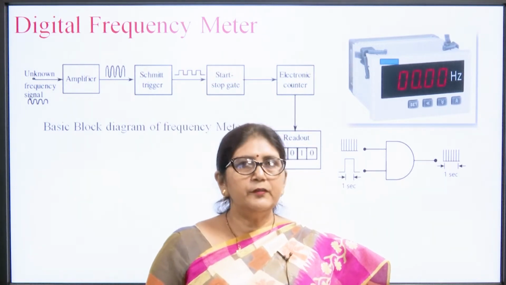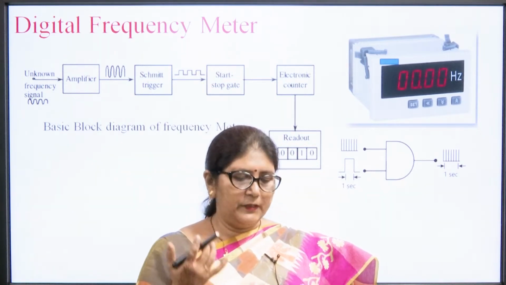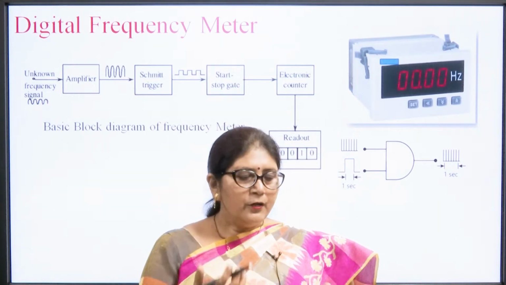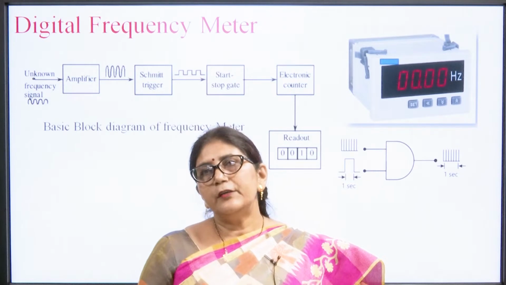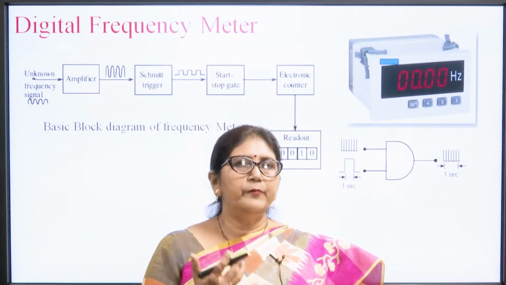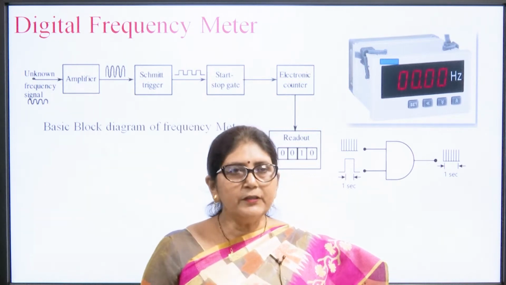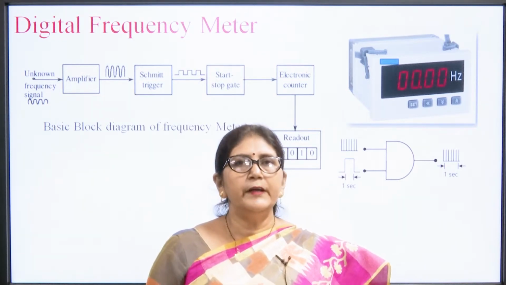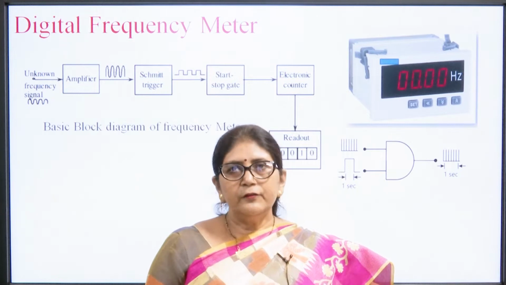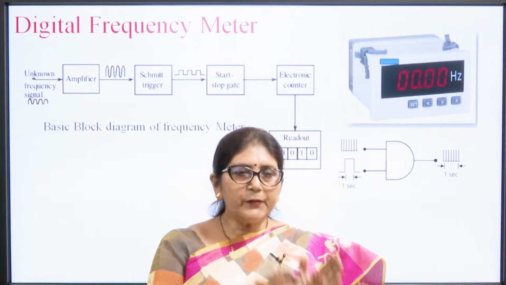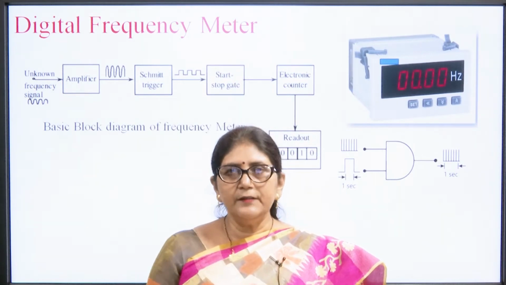With the digital frequency meter we can measure the frequency of any type of signal that is repeated in nature, a periodic signal. We can measure if it is producing a square waveform, rectangular waveform, triangular waveform or sinusoidal waveform. So, we can measure the frequency of any periodic signal. So, how can we measure? Because we know frequency means the number of cycles passed in 1 second.